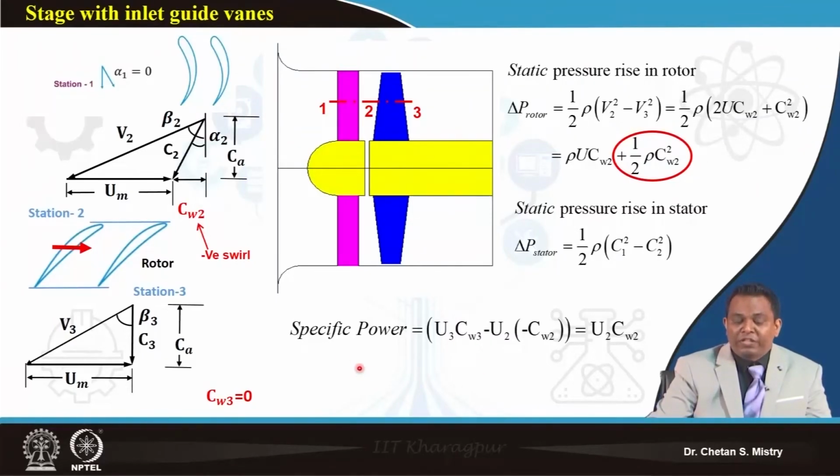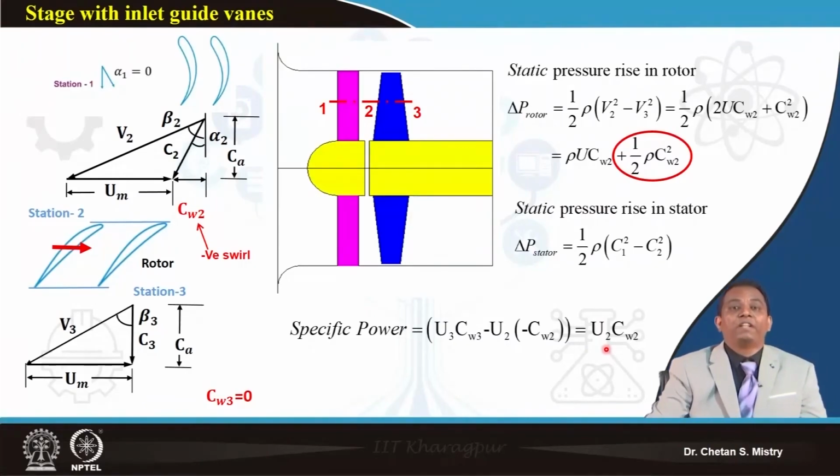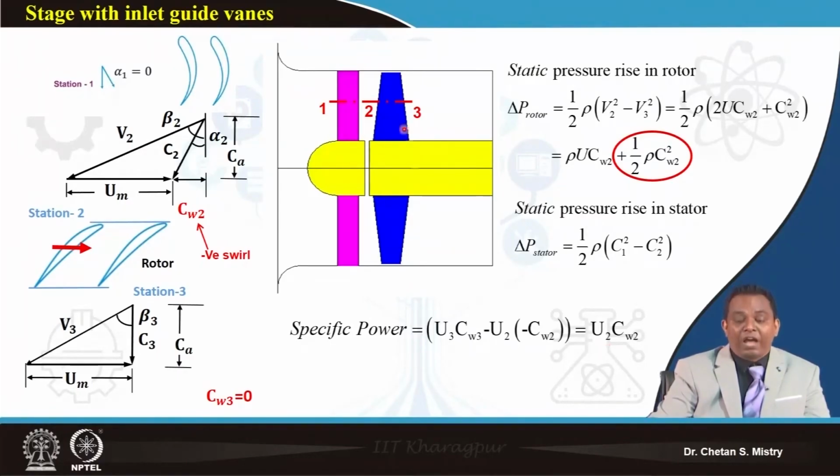If this is your case, your specific work or specific power requirement will be given by U2 into CW2. Now we will discuss in detail the inlet guide vane application for engines. There are many applications. Suppose we are discussing mining fans. In mining fans, they would like to exit the flow in the axial direction, because this flow will be connected with ducts. So under that configuration, we have this inlet guide vane followed by the rotor.